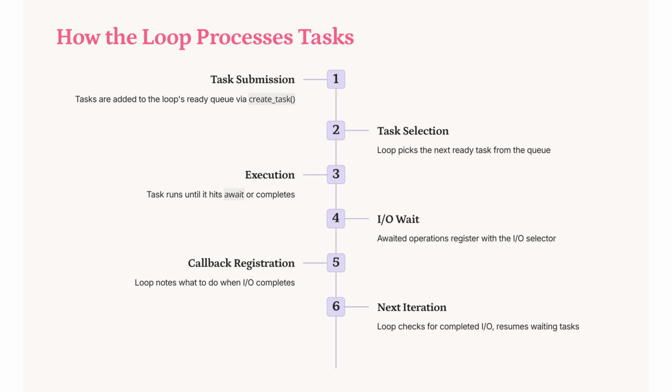The event loop processes tasks by first adding them to the ready queue using create_task. It selects the next task, executing it until an await is encountered. Awaited operations register with the input-output selector, and the loop registers callbacks for when input-output completes. In the next iteration, the loop checks for completed input-output and resumes waiting tasks.